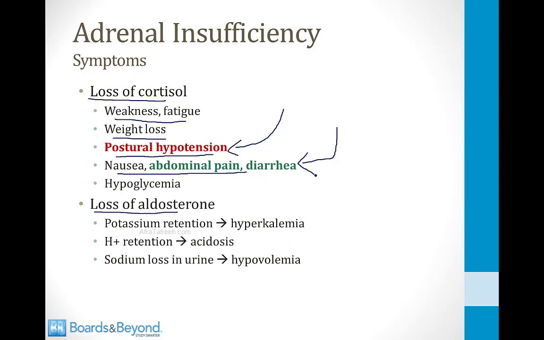initially. And then finally, you need cortisol to maintain normal blood glucose levels, so in the setting of adrenal insufficiency, you can develop hypoglycemia. If aldosterone levels are also low, this can lead to potassium retention, which can lead to hyperkalemia. This can lead to acid retention, which can cause an acidosis, and it can also lead to sodium loss in the urine, which will be followed by water loss, and that will lead to symptoms of hypovolemia.